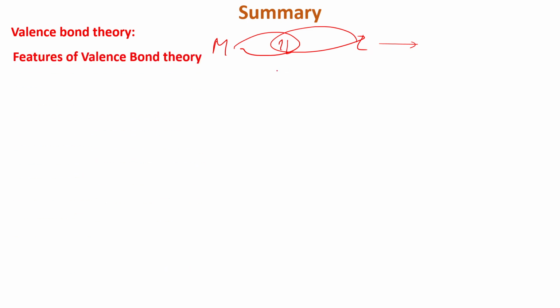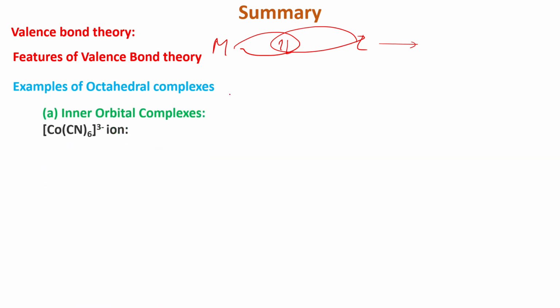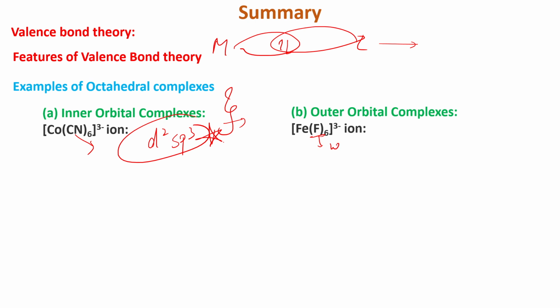Features: we understood that metals do the hybridization and the pairing of electrons depending upon the nature of the ligands. We solved some examples: in the case of strong field ligands, if the inner d orbitals are involved in hybridization, like d2sp3, that is an inner orbital complex. If the ligand is weak enough that it is not causing the pairing of electrons and no inner d orbital is available for hybridization, then the hybridization is generally sp3d2. In that case, outer d orbitals are involved. That's why it is called an outer orbital complex.